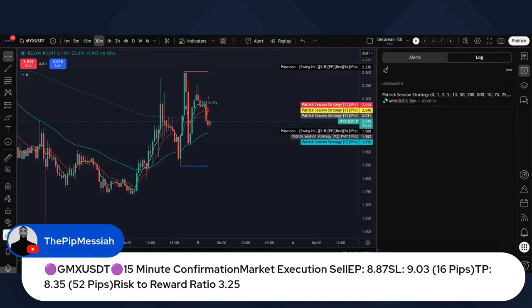Got a sell on Portal versus Tether. Got a sell on Astor versus Tether. Got a sell on FLM versus Tether. Got a sell on WLFI versus Tether. Have a sell on XPL versus Tether. Have a sell on Eden versus Tether. And we have a sell on GMX versus Tether.